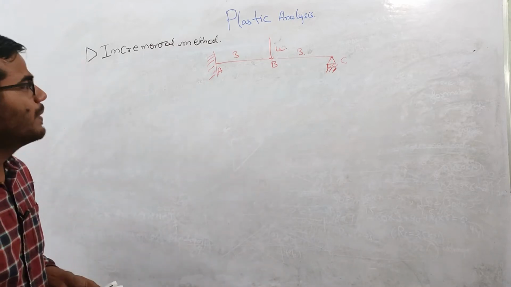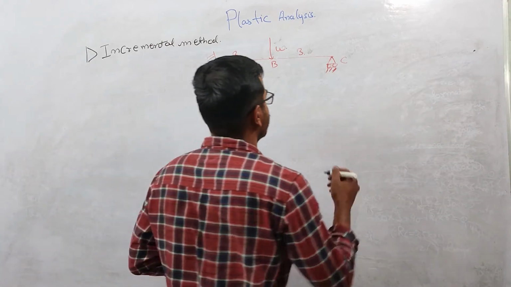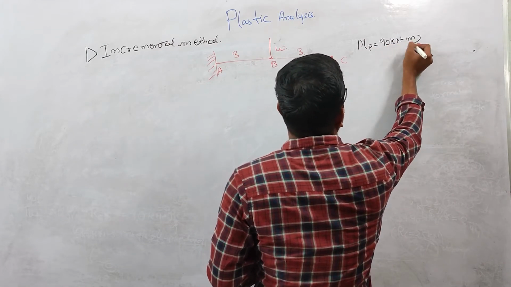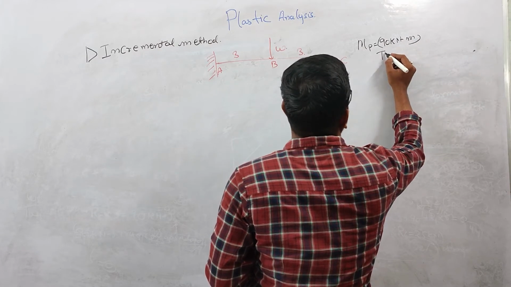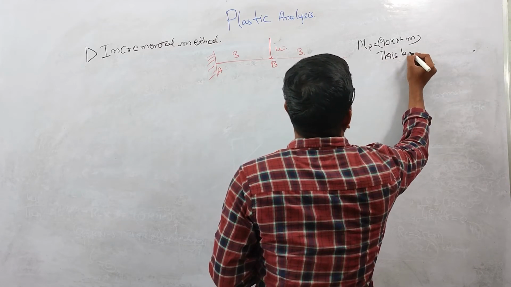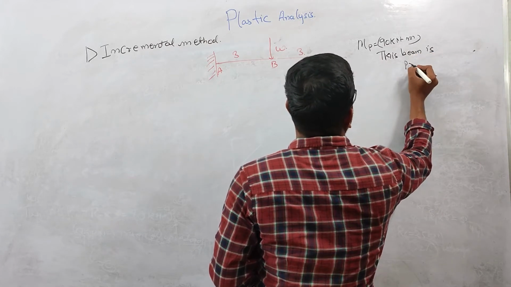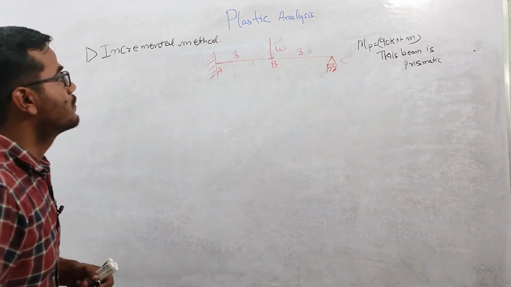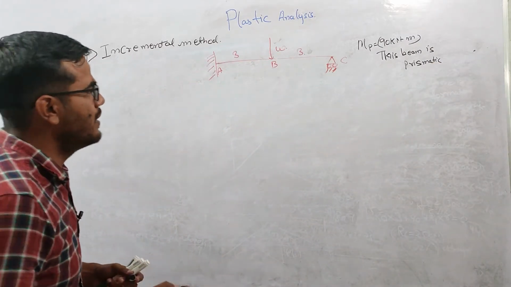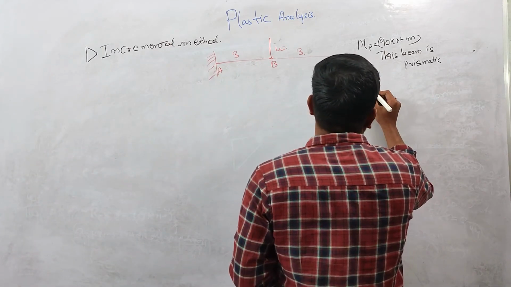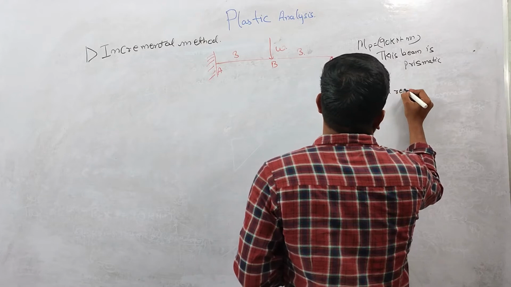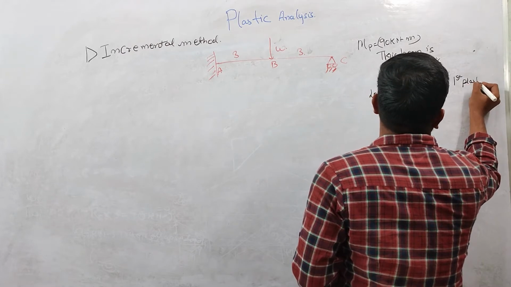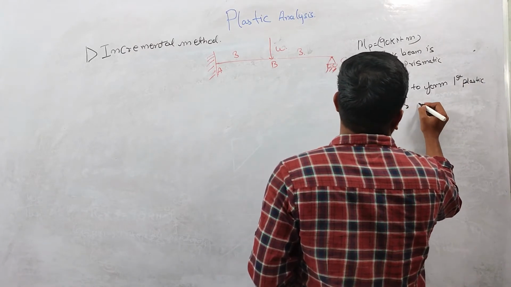The plastic moment capacity of the beam cross section is Mp equal to 90 kilonewton meter, and this is constant. That means this beam is prismatic, meaning its cross section is the same. This is the important thing. In this problem we need to calculate the load required to form the first plastic hinge, and second, the load required for collapse.